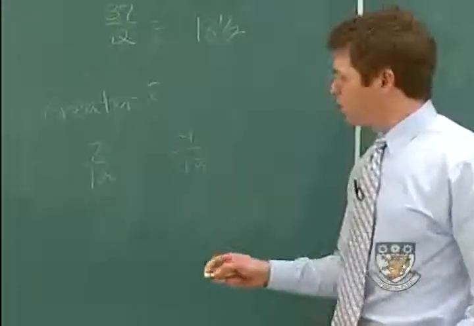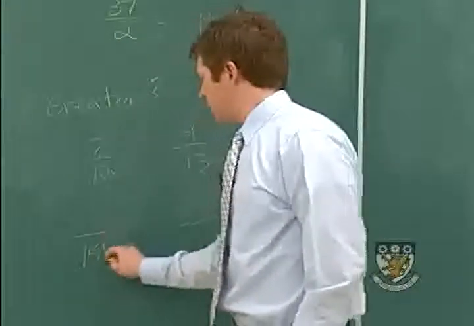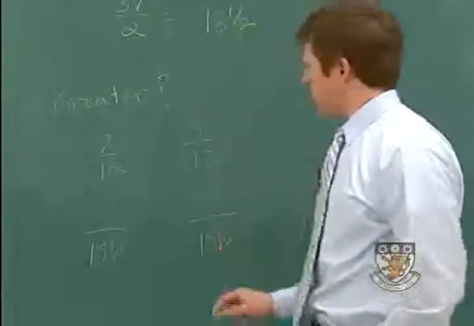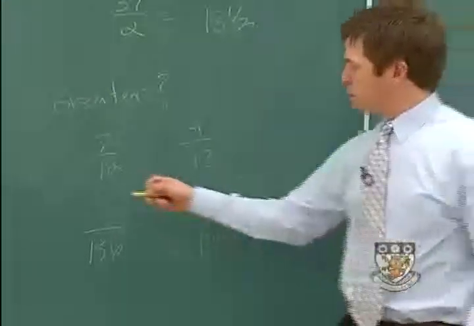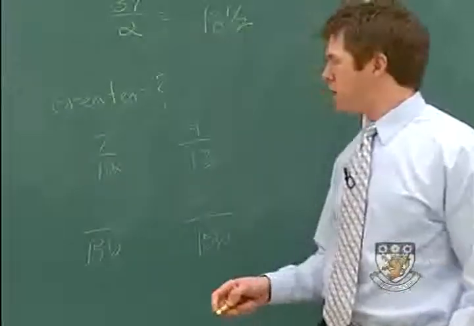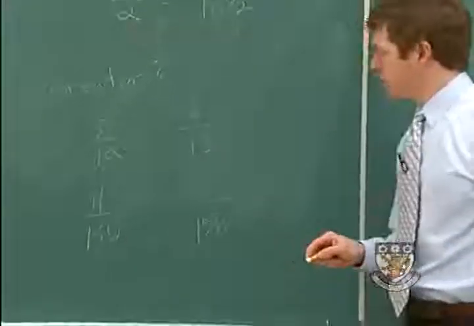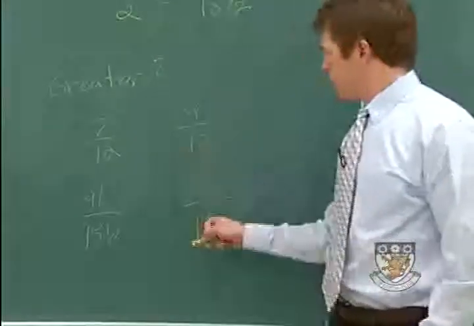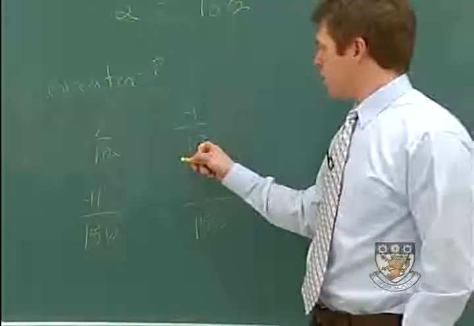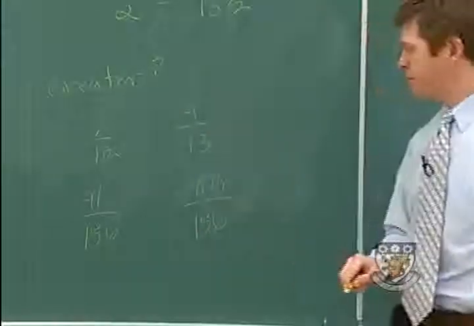So the lowest LCM for 12 and 13 is actually their product, which happens to be 156. 12 goes into 156 13 times. 13 times 7 is 91. 13 goes into 156 12 times. 12 times 9 is 108.